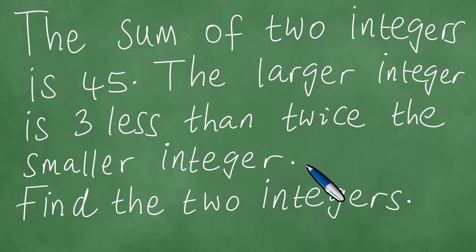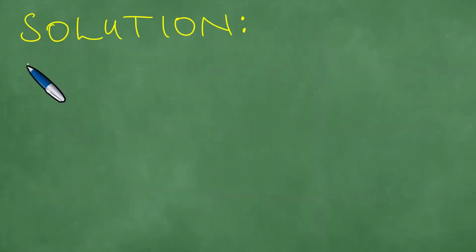Right, we are right back, and we are attempting to solve this particular word problem in front of us. We note that the sum of two integers is 45. The larger integer is 3 less than twice the smaller integer. Find the two integers. We present a solution to this problem in a step-by-step fashion.